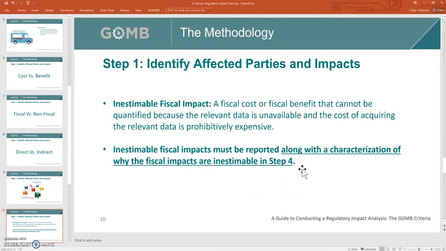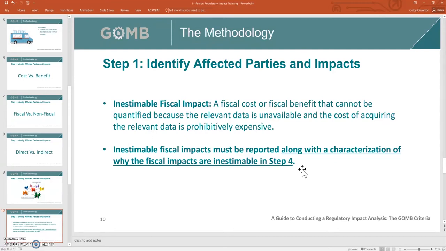So the last definition we'll go over is inestimable. An inestimable fiscal impact is a fiscal cost or fiscal benefit that cannot be quantified because the relevant data is unavailable and the cost of acquiring the relevant data is prohibitively expensive. And we really want to avoid characterizing impacts as inestimable, but sometimes it will be necessary because, like it says here, when the relevant data is unavailable and the cost of acquiring that data is just too much. It would take too much time or cost too much.